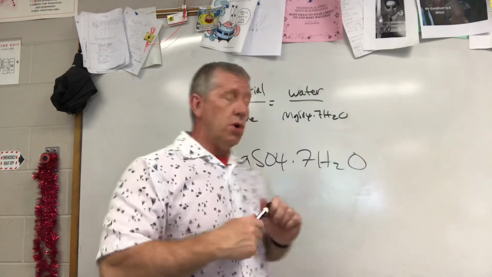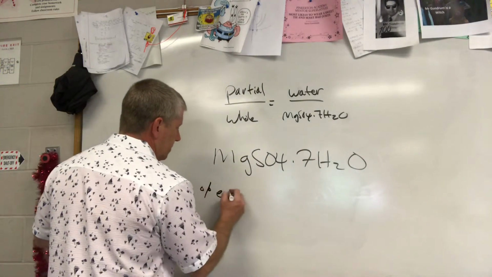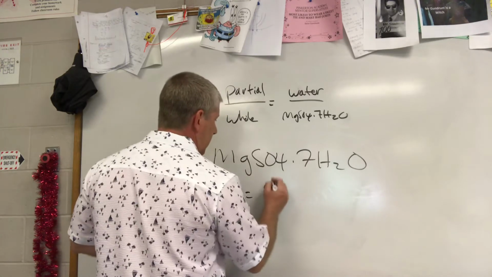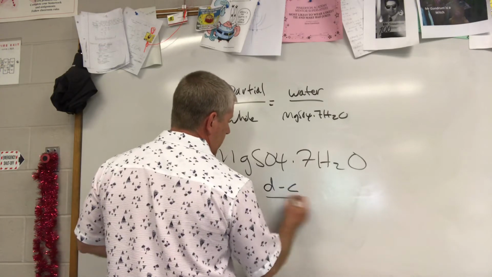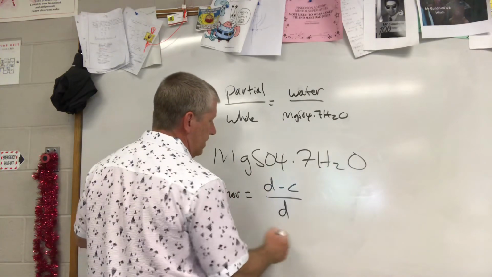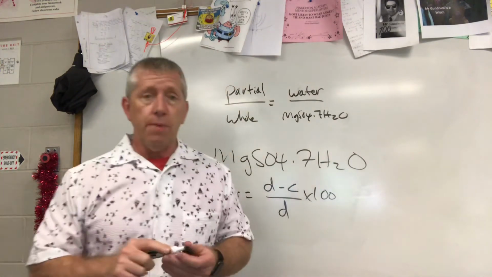That's your experimental. So let's write it like this. Percent error equals true minus experimental, D minus C, part D calculation minus part C calculation, divided by part D calculation, multiplied by 100, and let's see what we get with a percent error on that.